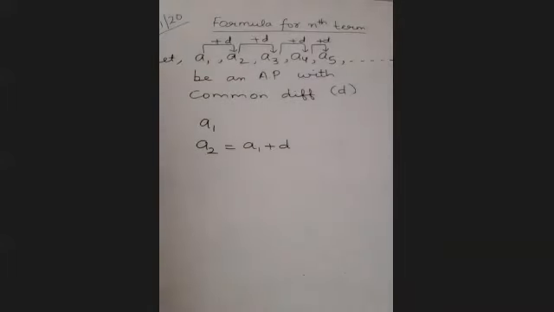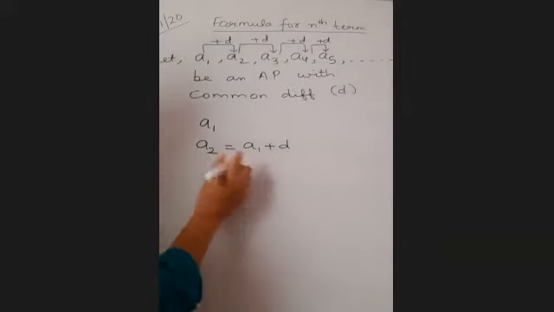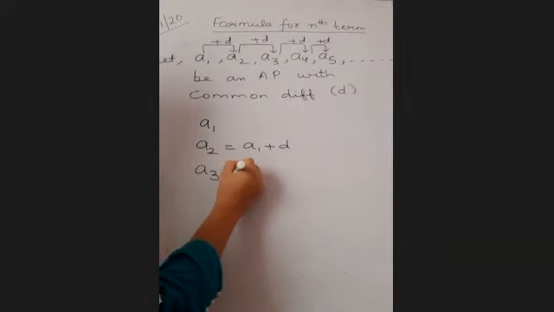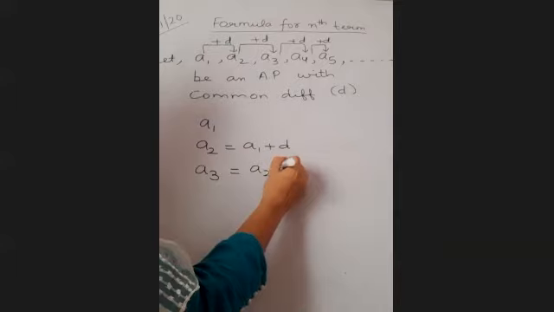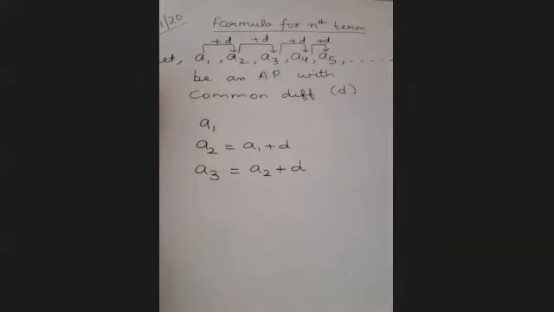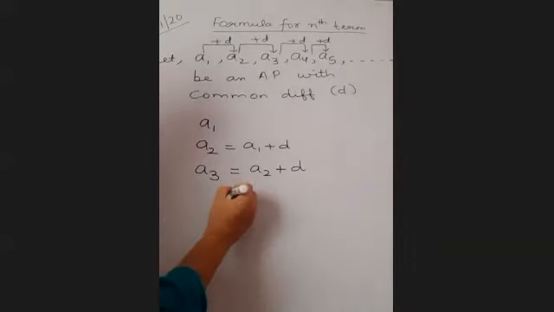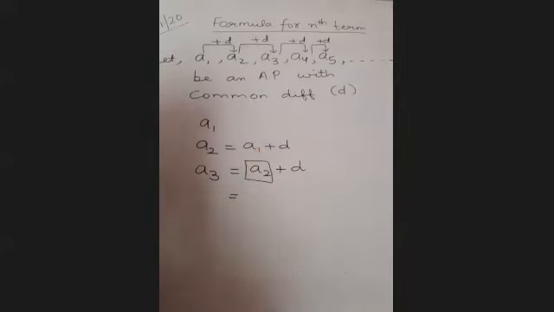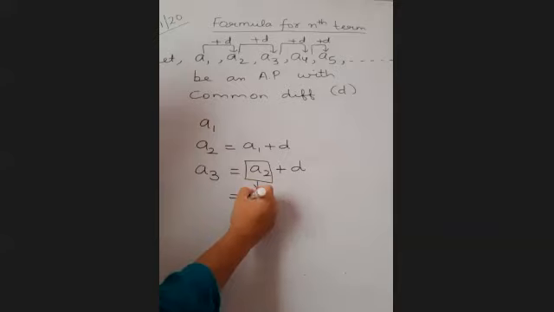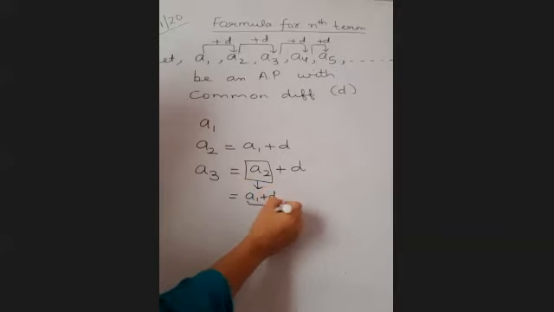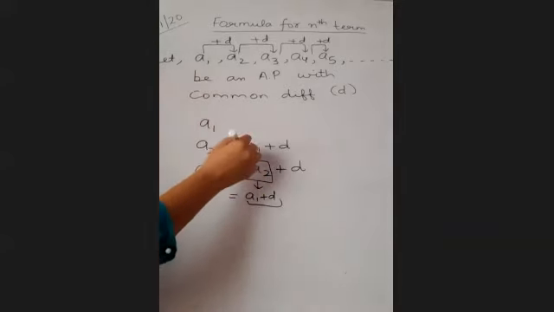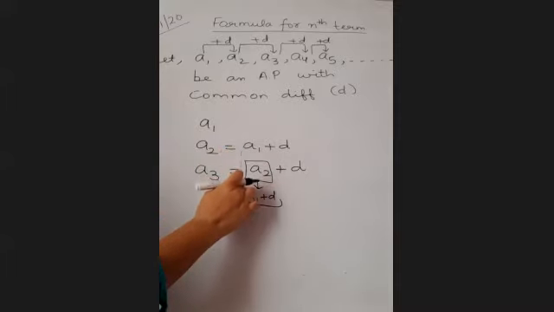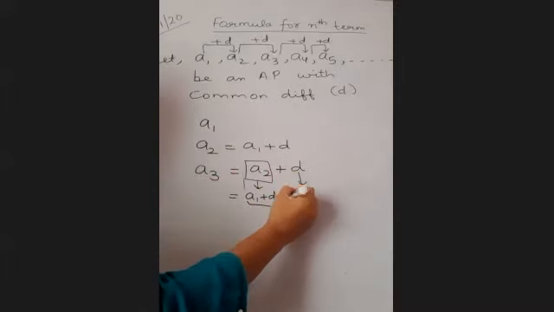Yes or no? A3 is written as A2 plus D. Now instead of this A2, can I put A1 plus D from step 1? And this D as it is.